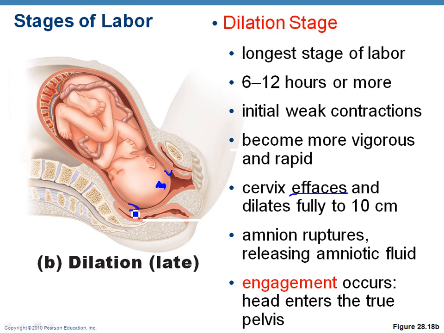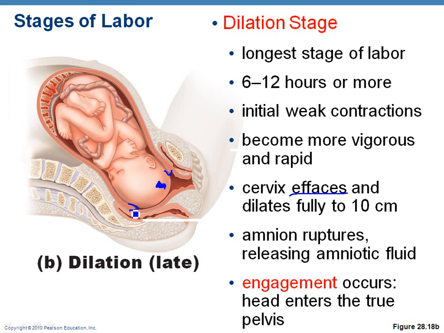This is usually the longest. It says anywhere between 6 and 12 hours. You're going to start with very weak contractions. They're going to become more vigorous and more rapid and last for longer. The cervix is going to efface fully. When it fully dilates, it's about 10 centimeters. So you'll often hear when people are in labor, oh, she's at a 2, oh, she's at a 3, she's at a 7. They're talking about the cervix and how far it has effaced. And you can see that this will be a problem if it doesn't.